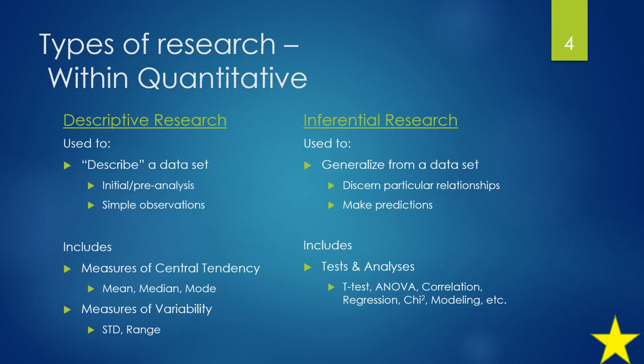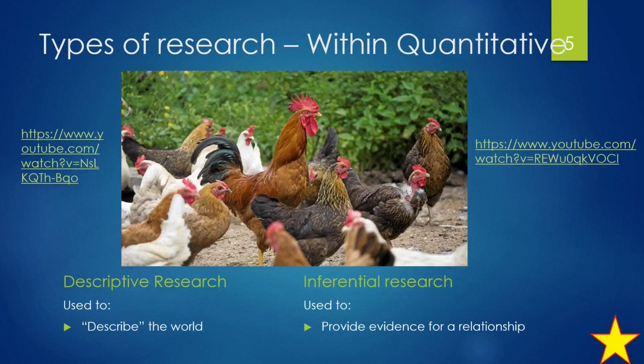Inferential research, on the other hand, is going to be used for generalizations and to check to see if there are relationships between variables. Inferential research is also going to be designed to help make predictions about the future or about unknown data sets. So inferential research is always going to involve some sort of analysis, like your t-tests and correlations, or if you've taken statistics, ANOVA, regression, chi-squares, modeling, lots of different things can be done with inferential statistics. Now, to give you a simple example of the difference between descriptive and inferential research, let's talk about chickens.